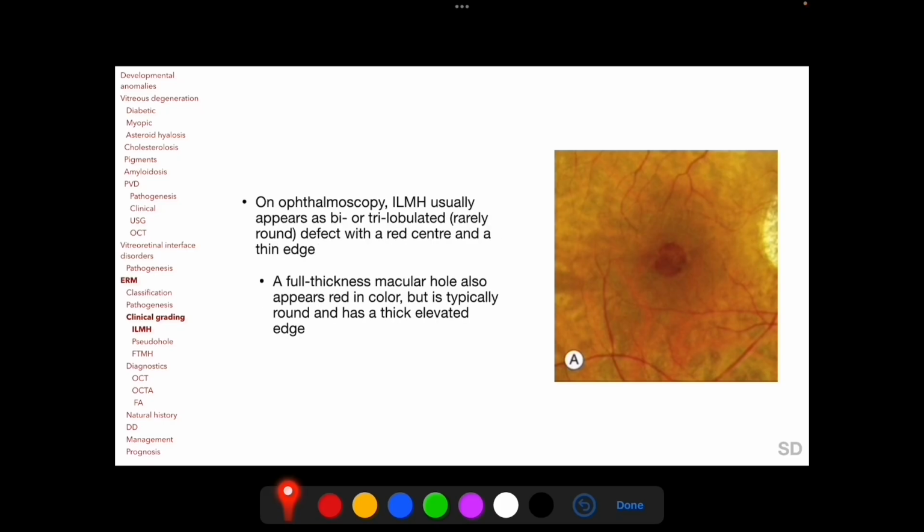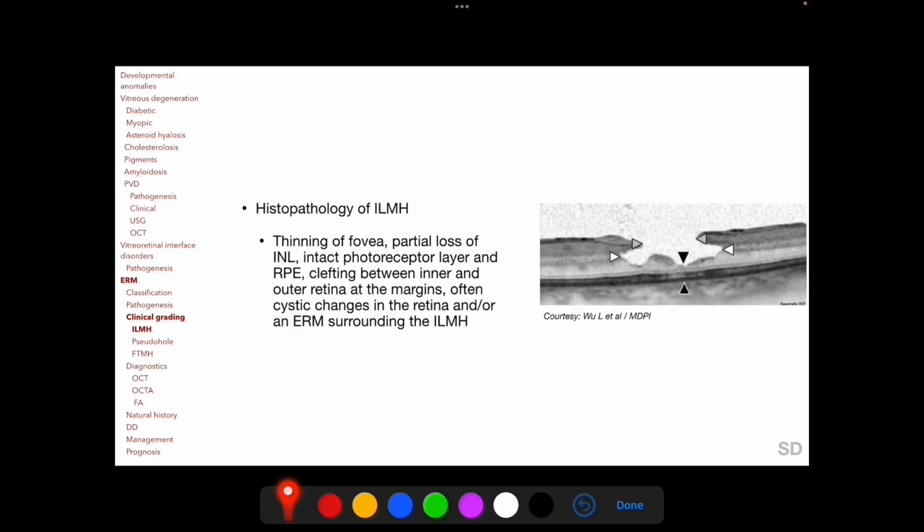On ophthalmoscopy, an inner lamellar macular hole usually appears as a bi- or trilobulated defect in the retina with a red center and a thin edge. A full thickness macular hole, which we'll discuss in the next session, also appears red in color but is typically round and has a thick elevated edge.